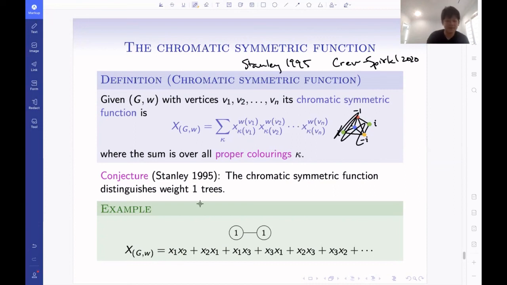And there's a nice conjecture dating back to Stanley's original paper that the chromatic symmetric function distinguishes weight 1 trees. That is, if you have two weight 1 trees with the same chromatic symmetric function, then they must necessarily be isomorphic. So for example, if you take this weight 1 tree, all proper colorings are just an assignment of integers, so that each vertex gets a different positive integer. So it's x1, x2 plus x2, x1 plus x1, x3, x3, x1, and so on.